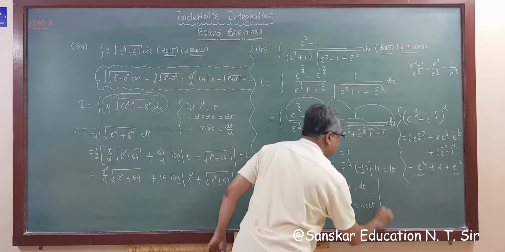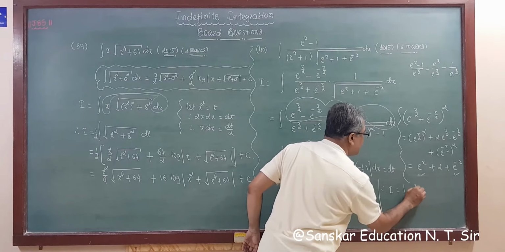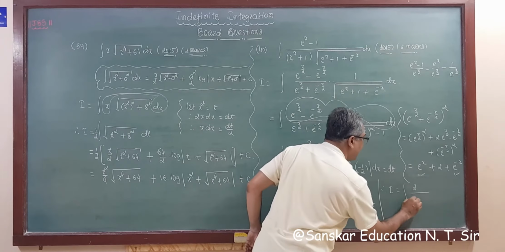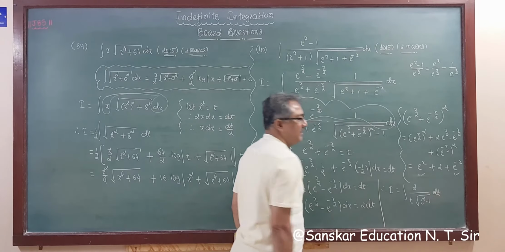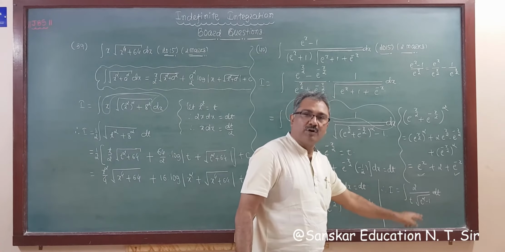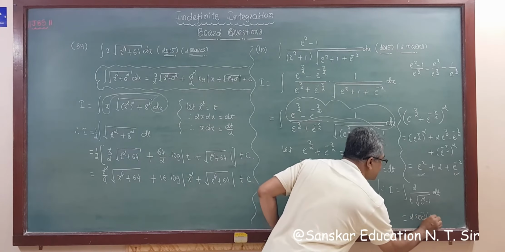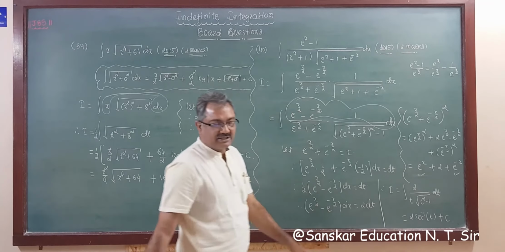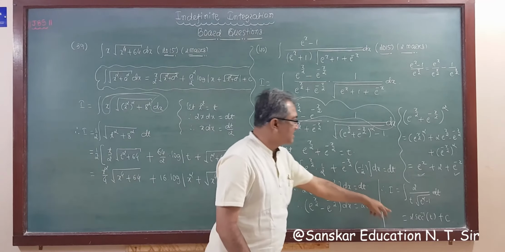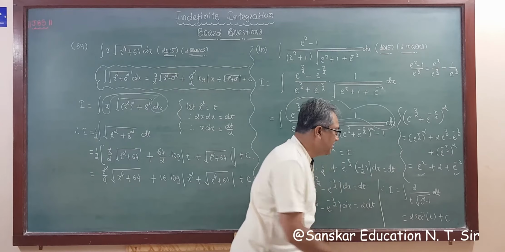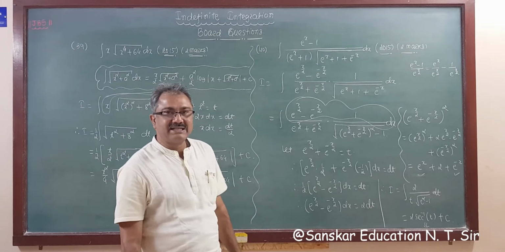So your I will be the integration of 2 dt upon t into the square root of t square minus 1, dt. Here 2 is a constant, and this is the formula for sec inverse t. So the answer is 2 times sec inverse t plus c. Substituting the value of t, you will get your answer. Here there is no space, so you have to write the value of t here and finish this question.